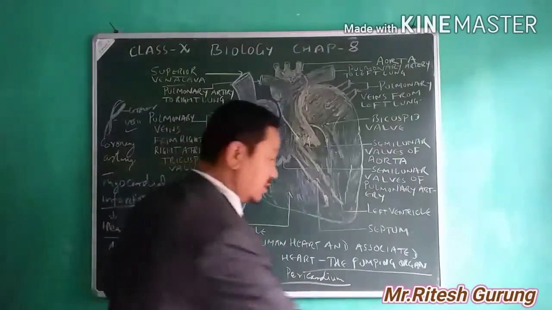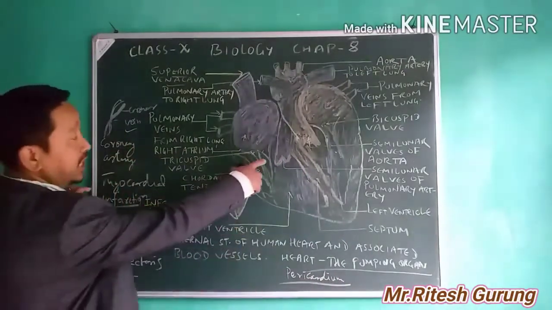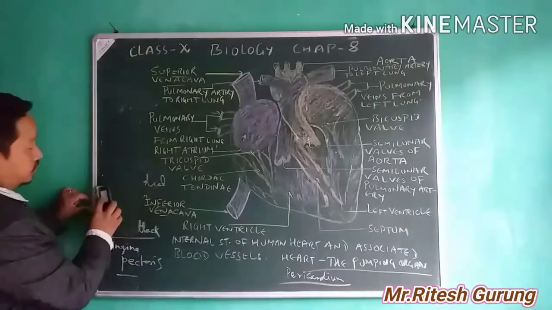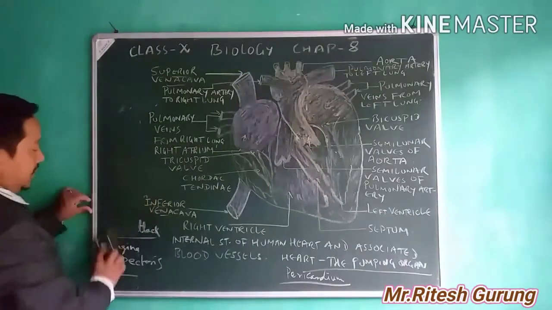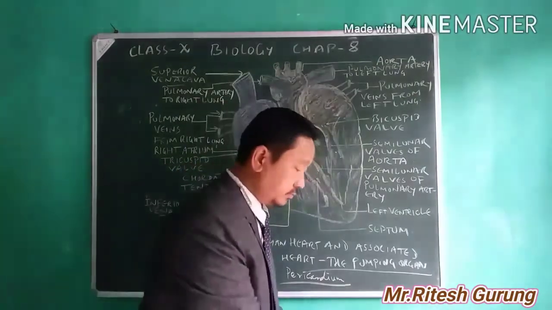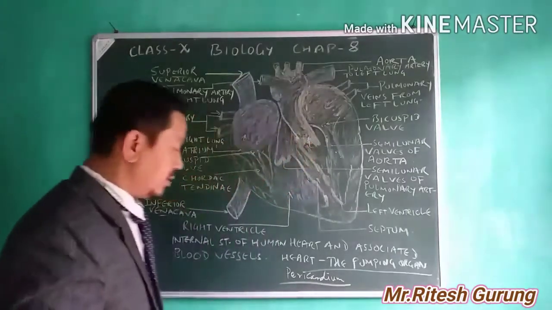So that's all about the coronary veins, which are also shown in the diagram in the book, though I could not show them here. All right, then we'll see another thing, that is your valves. We'll see valves.